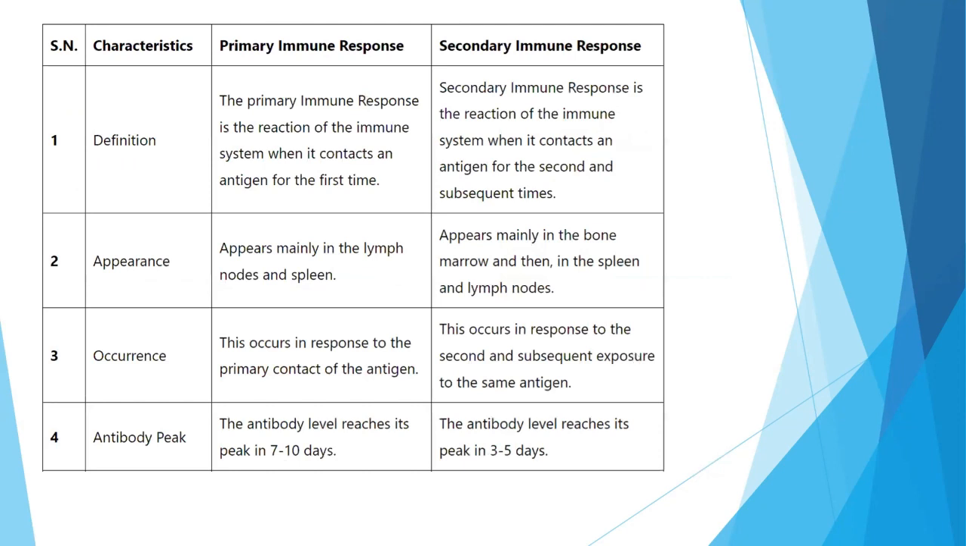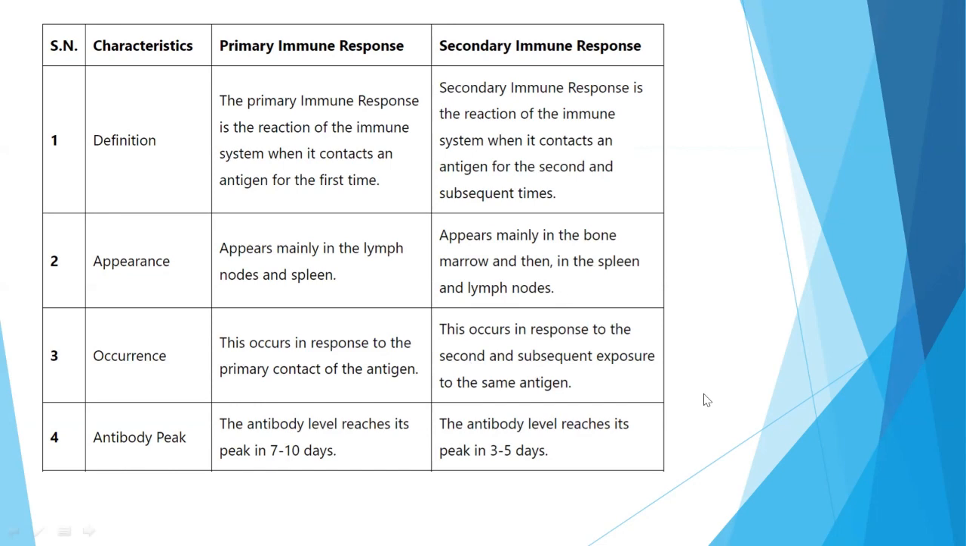Let's talk about some of the differences between the primary immune response and secondary immune response. The primary immune response is the reaction of the immune system when it contacts an antigen for the first time, whereas the secondary immune response is a reaction of the immune system when it contacts an antigen for the second and subsequent times. The primary response appears mainly in the lymph nodes and spleen, whereas the secondary immune response appears mainly in the bone marrow and then in the spleen and lymph nodes. The primary occurs in response to the first contact of the antigen, and the secondary occurs in response to the second and subsequent exposure to the same antigen.